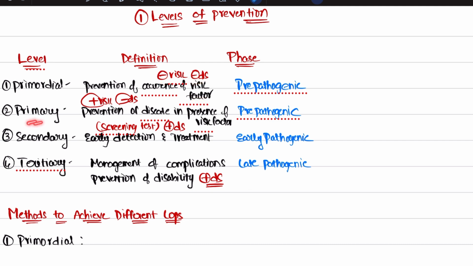In primary, there was risk factor. Some risk is there, but no disease. In secondary, we are going for screening test. If you see any hint in the question, like a patient is undergoing an ultrasound or any other test, you need to mark it as screening test. And in tertiary, there was disease already, and to prevent the further complications, we are going to manage the complications. That comes under the tertiary level of prevention.